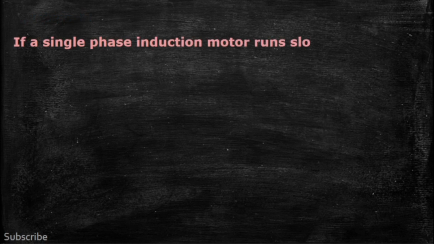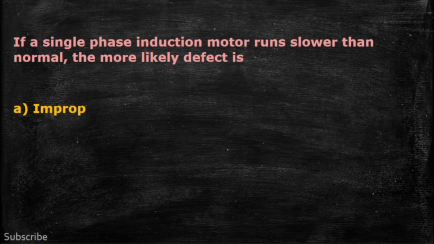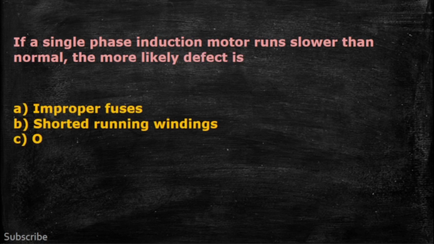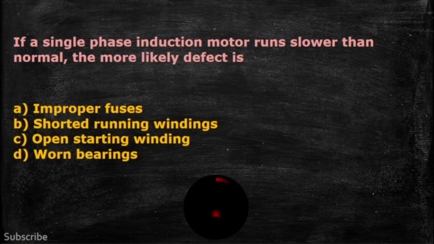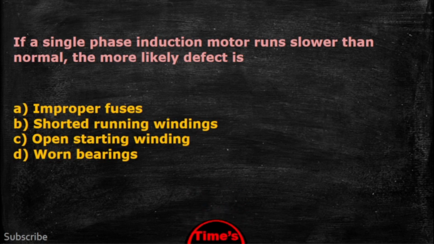Question number 23. If a single-phase induction motor runs slower than normal, the more likely defect is A. Improper fuses, B. Shorted running windings, C. Open starting winding, D. Worn bearings. The correct answer is letter D. Worn bearings.